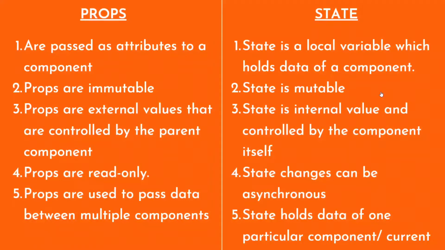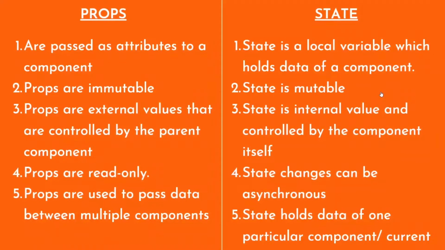State, whereas, is a local variable to that component. Let's say that we are declaring any variable using let, var, or const, that becomes a local variable to that particular component or that particular page. So whenever these two terms come into your mind, props are passed as a property to a component, but state is a local variable to that particular component, that particular page, that particular feature, whatever you want to call it. So these are two major differences between props and state.